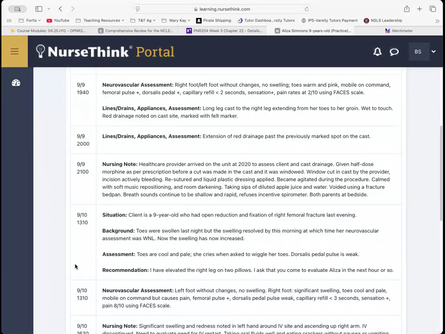Looking at our LDAs here, we've got that long leg cast to the right leg, extending from her toes to her groin, still wet to the touch. And we see red drainage noted on the cast site and marked with a felt marker. So how do we feel about those initial assessments? Stable, unstable, anything that's a little offsetting? Got your spidey senses tingling?